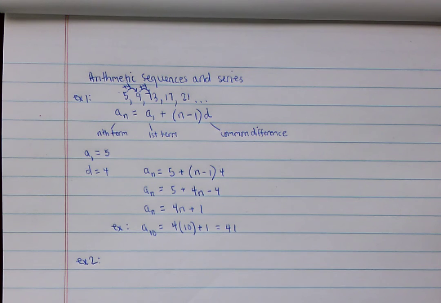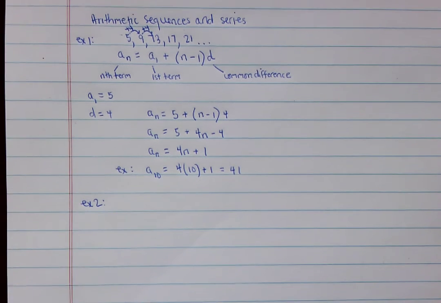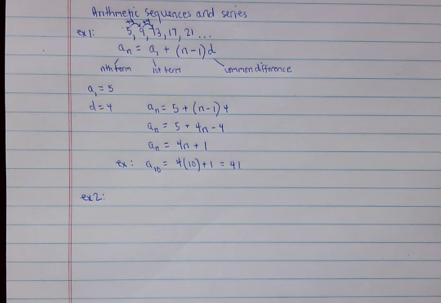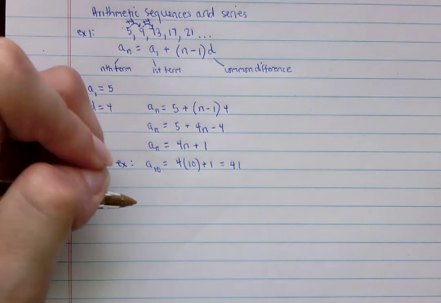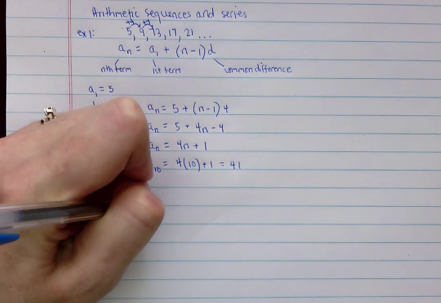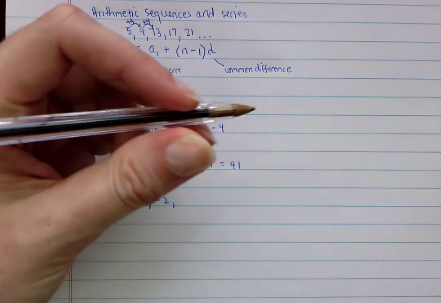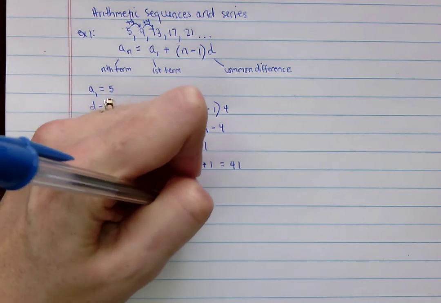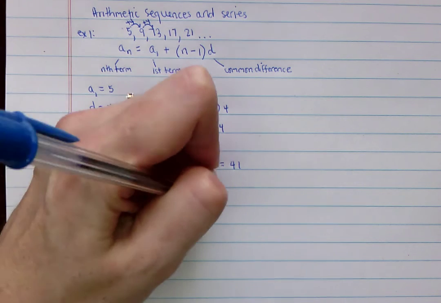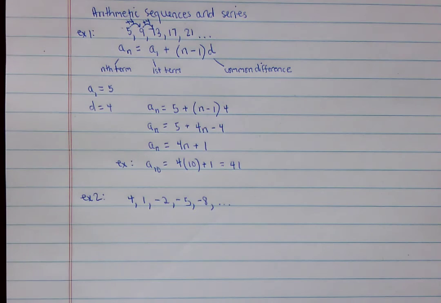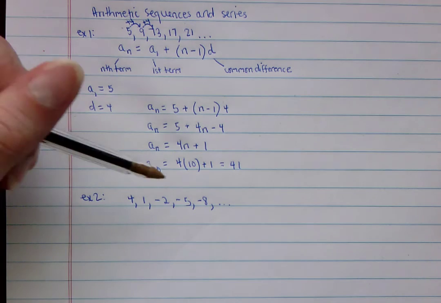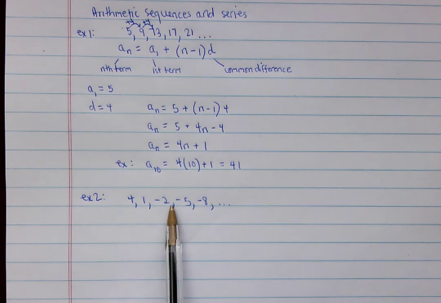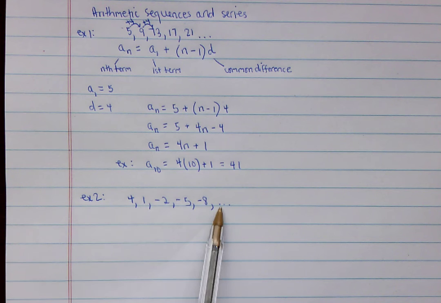It says write a formula for the nth term of the arithmetic sequence. And they give us this decreasing arithmetic sequence. The previous one was increasing. And again, remember with sequences, we have commas in between the terms, and then we do dot, dot, dot just to show that it continues on. So write a formula for this.